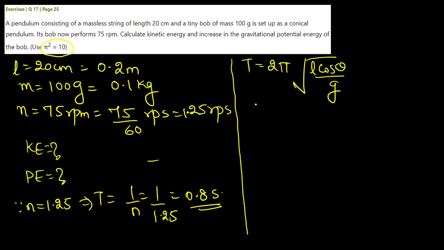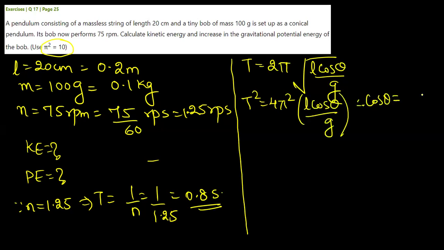Square this formula. When you square this formula, you will get t square equal to 4 pi square l cos theta by g. So therefore, from this find the value of cos theta. Cos theta will be g t square upon 4 pi square l, right? When you just cross multiply or rearrange the terms, you get cos theta equal to g t square upon 4 pi square l.